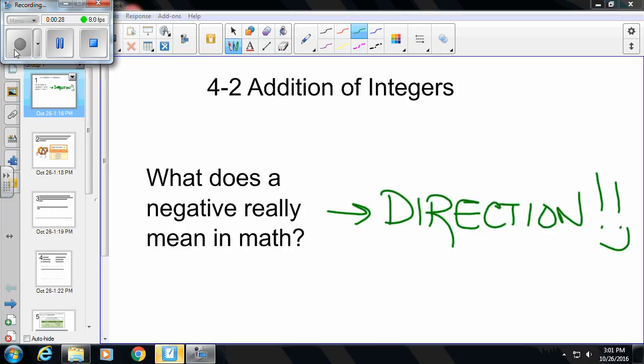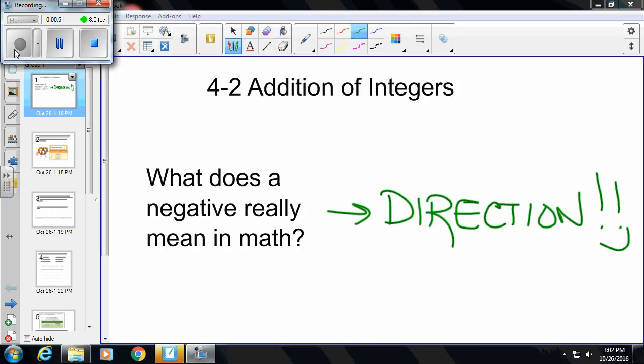Just the direction. Think about it in terms of money, okay? If you have $50 and you end up owing your little sister $10, your bank account's going to decrease by $10, and you'll have $40 left. It just gives us a direction. You're giving her $10, negative $10 for you.